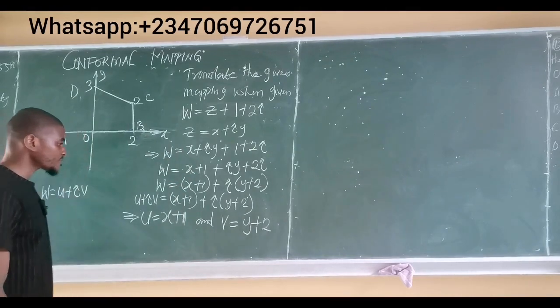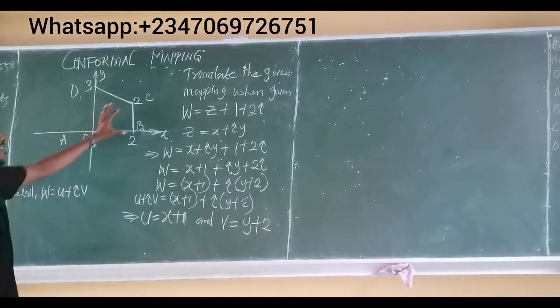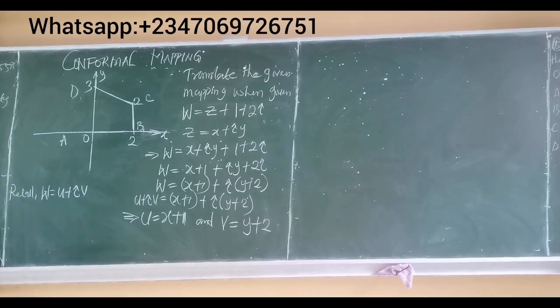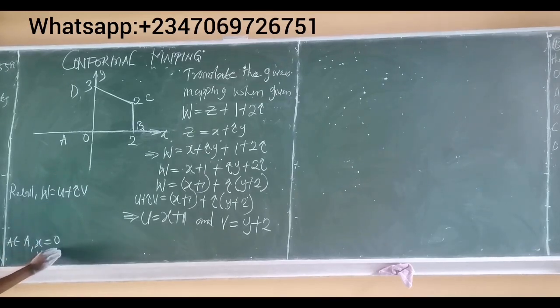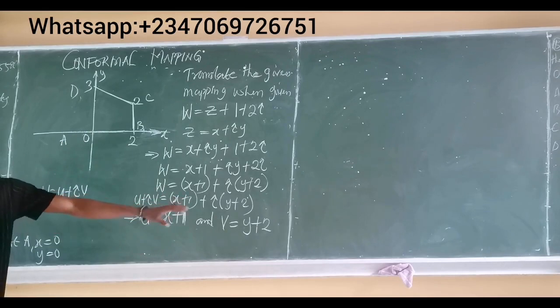Now that we've obtained these values, we need to translate this given map. To translate it, we start from the origin. At A, the origin, everything is 0. So at A, we have x equal to 0, and y is also equal to 0. X is 0 and y is 0. Then we'll find the value of u and the value of v.